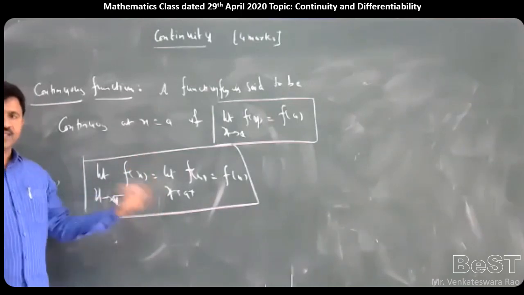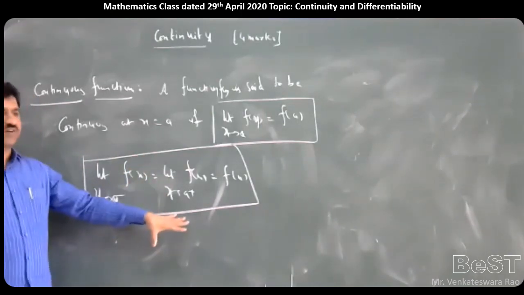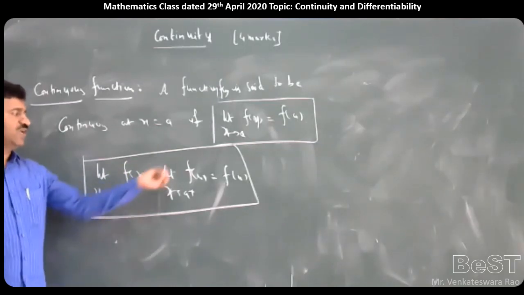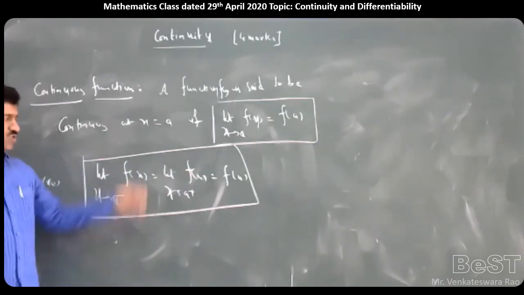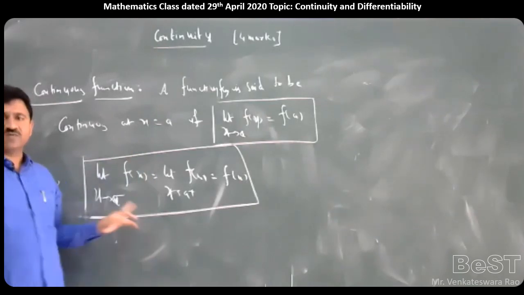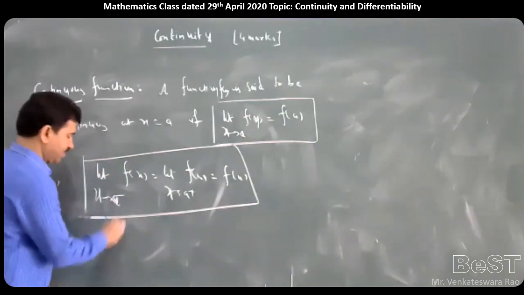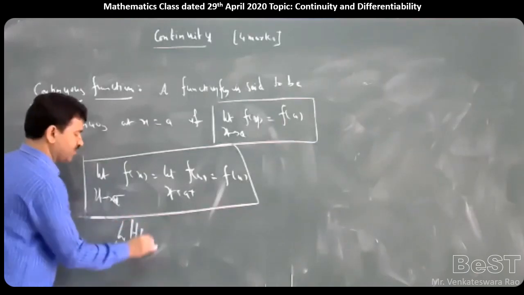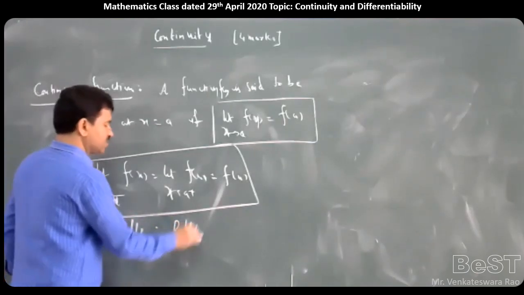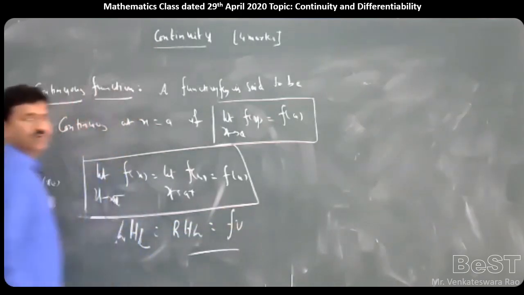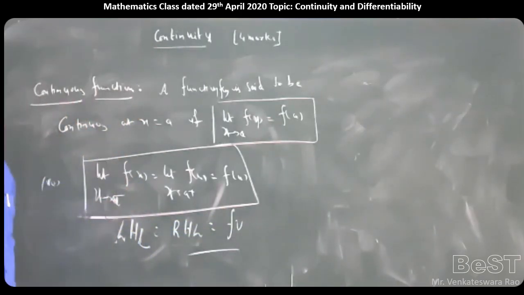Already they will give you the continuous function. We have to find some constant values. They will include some constants in functions. So already given continuous means what is the formula? It is always left limit is equal to right limit is equal to function value. That's all. Simple formula. 4 marks you will get.